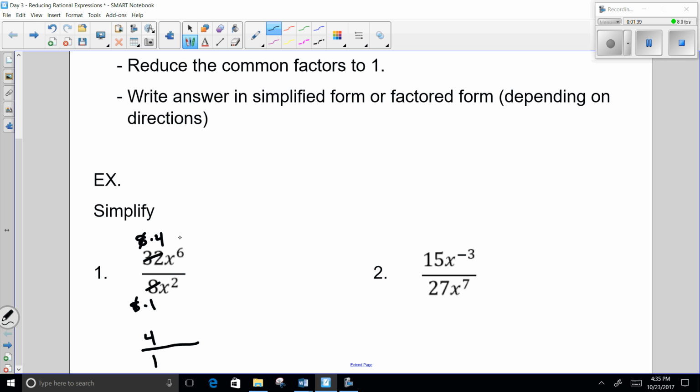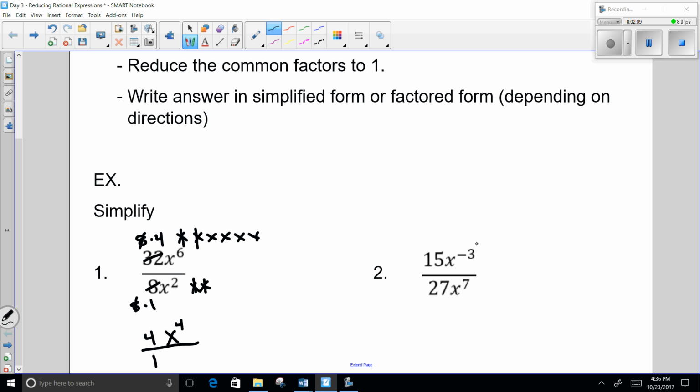Now I have x to the 6th. X to the 6th is 6 of those written out. And then I have x squared. Well, then what I do is I get rid of common factors by making them a 1. Then what I'm going to be left with here is x to the 4th. Okay, so the answer would be 4x to the 4th.